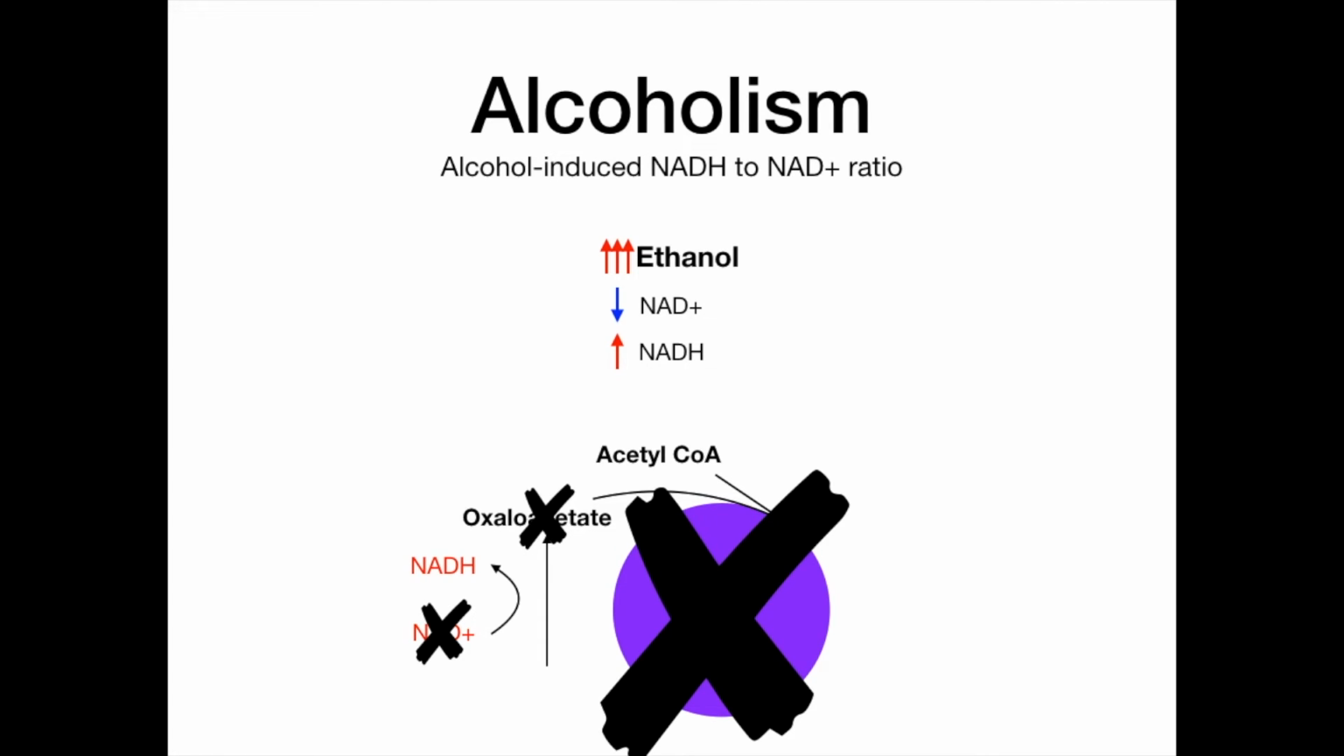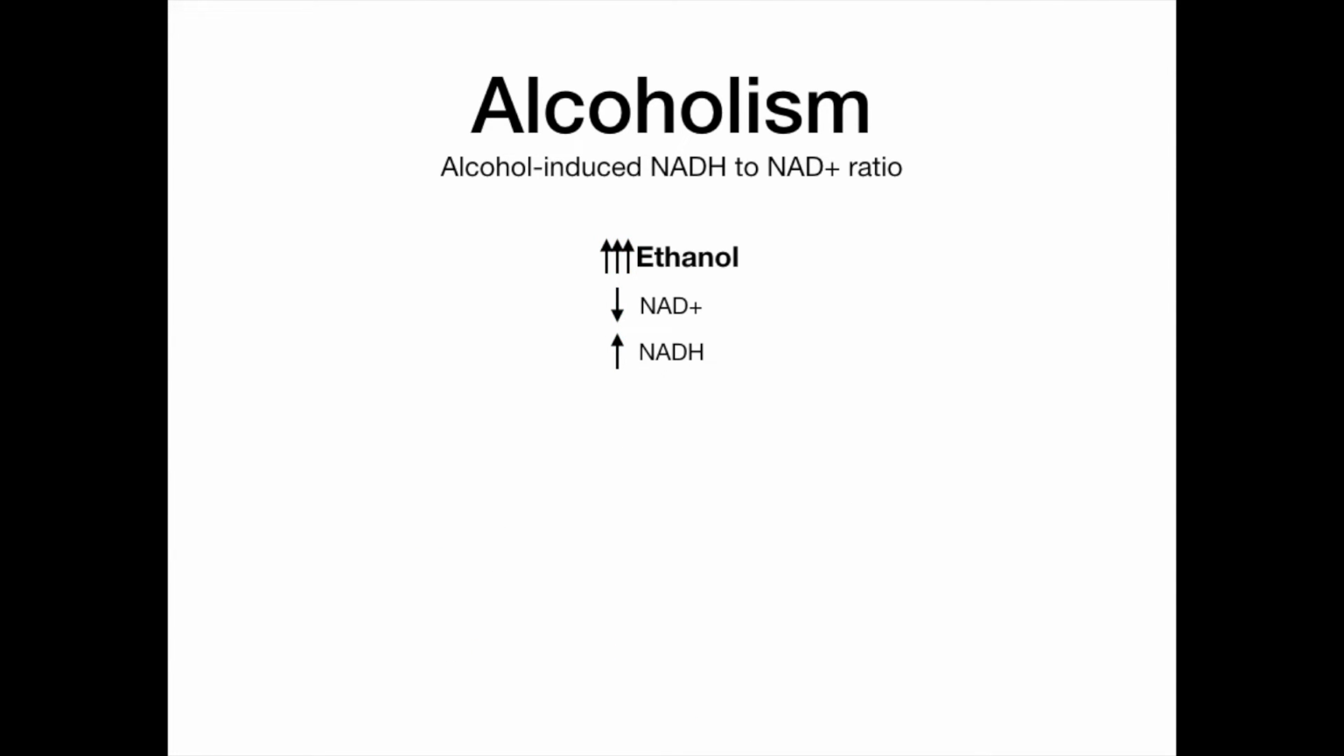And the reason there is because if you knock out the ability to make oxaloacetate because you're depleting your NAD+, then you can't do gluconeogenesis, so your blood sugar is going to be a little bit lower. So this is why some alcoholics have hypoglycemia. So in summary, this is what we see in alcoholism.